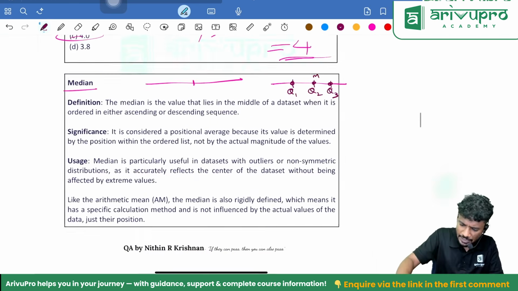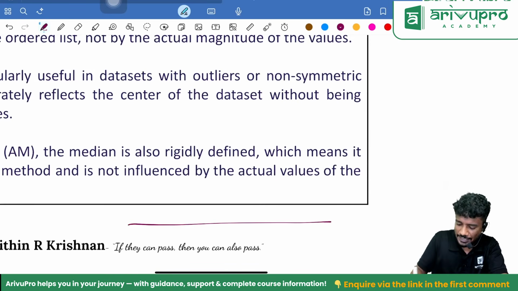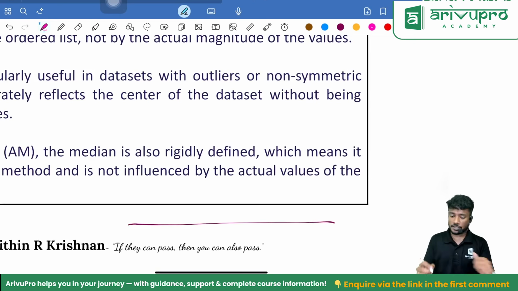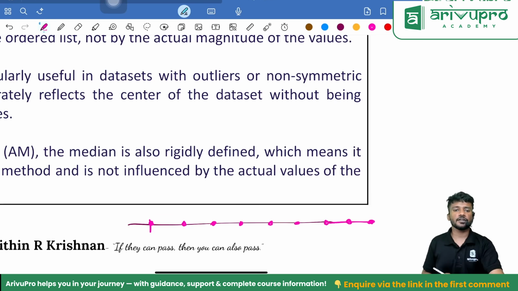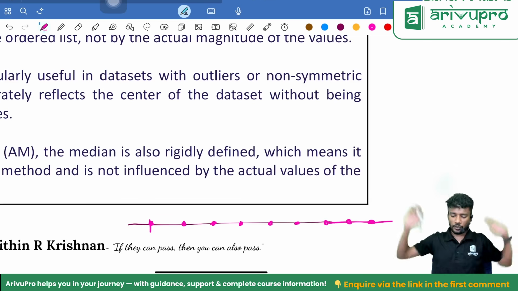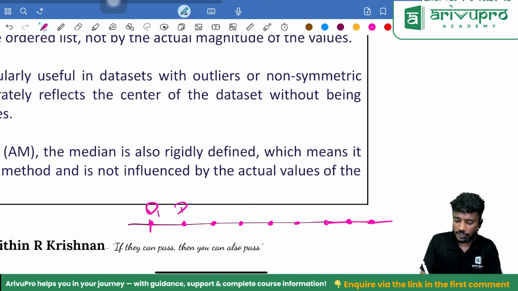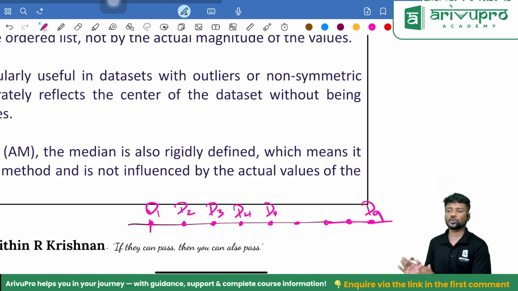Then there is something else. That is called a decile. What is a decile? A decile will divide it into how many equal parts? 10 equal parts. So how many deciles will be there? 1, 2, 3, 4, 5, 6, 7, 8, 9 deciles will be there. Not 10. 9 deciles will be there. It will divide it into 10 equal parts. What are they? D1, D2, D3, D4, D5, etc. up to D9.